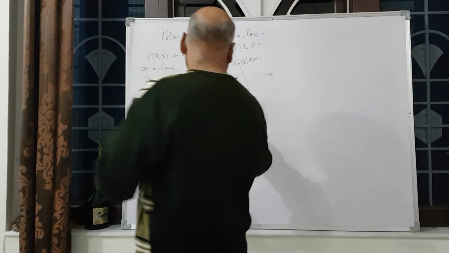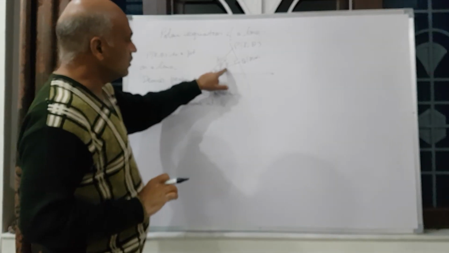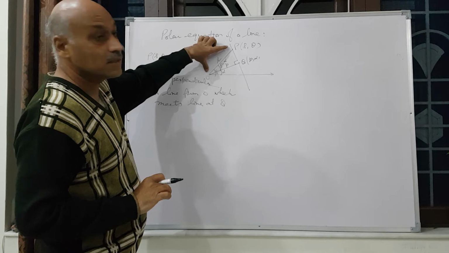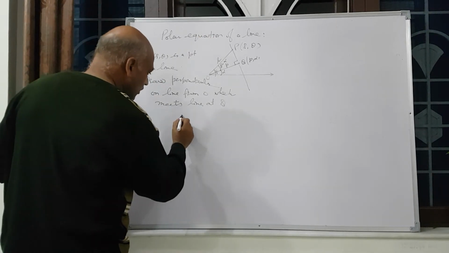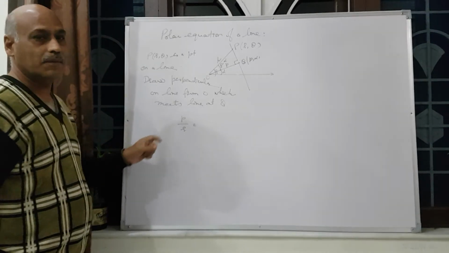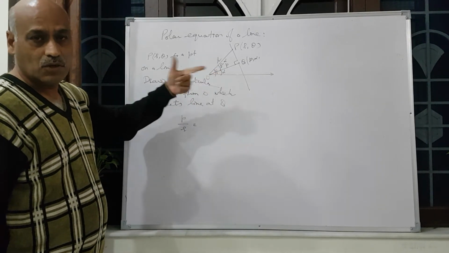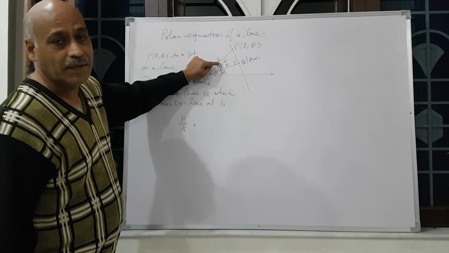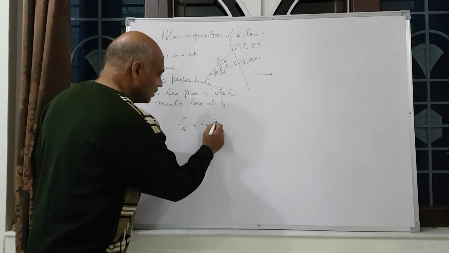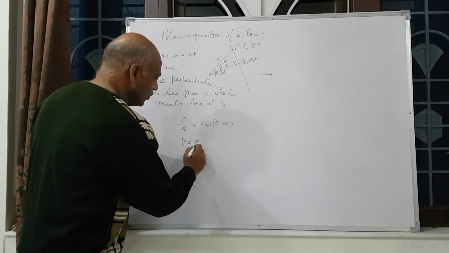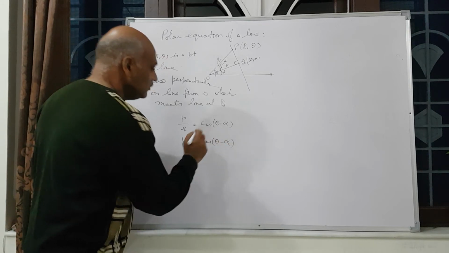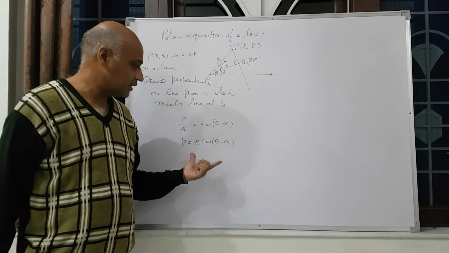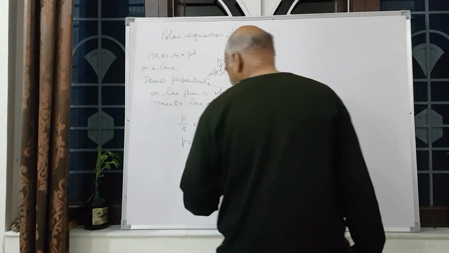Okay. So now we see this is a right angle triangle. So PQ is the perpendicular, OQ is the base and OP is the hypotenuse. So now what is the value of p upon r? Base upon hypotenuse is cos theta. So what is theta? The angle between P and Q. What is the angle between P and Q? Theta minus alpha. We can say cos theta minus alpha. We can say p is equal to r cos theta minus alpha, which is the polar equation of a straight line.